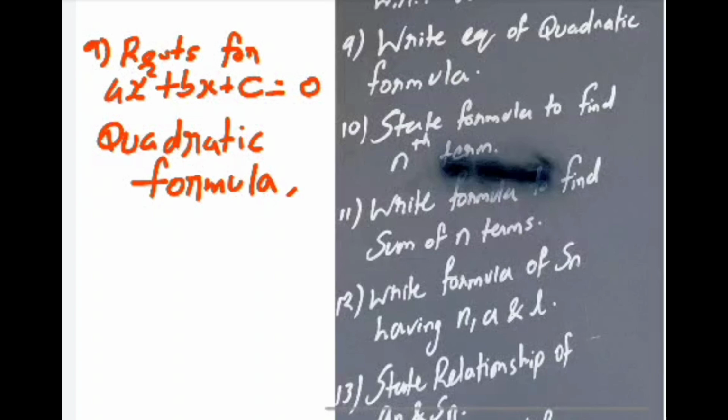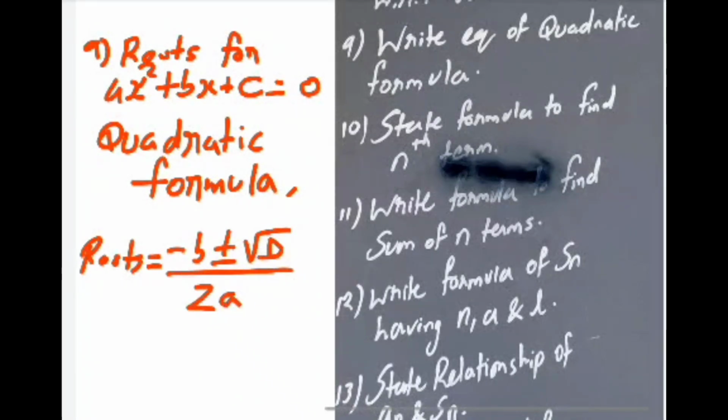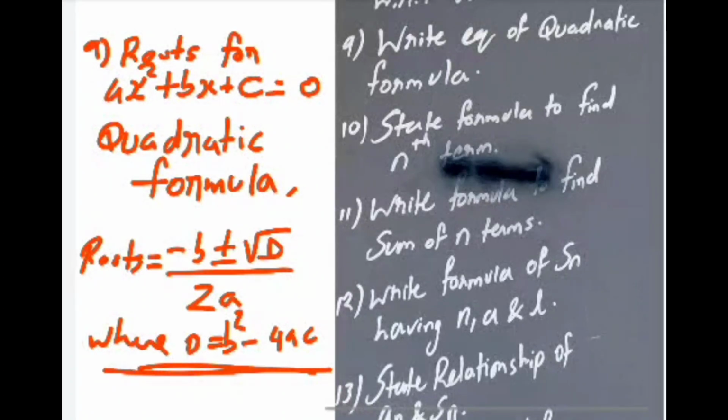So that will be roots is equal to minus b plus or minus root d upon 2a, where d is discriminant, that what we have written, b square minus 4ac. So this is quadratic formula. Okay, now let's see the next one.